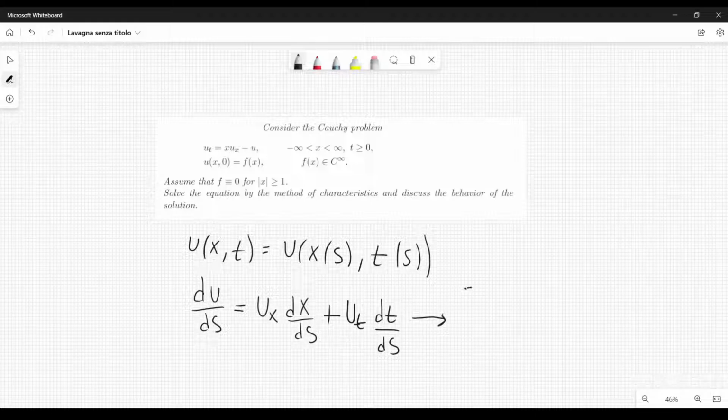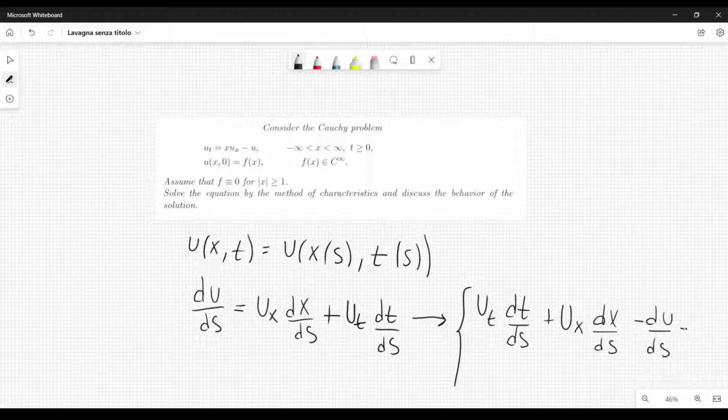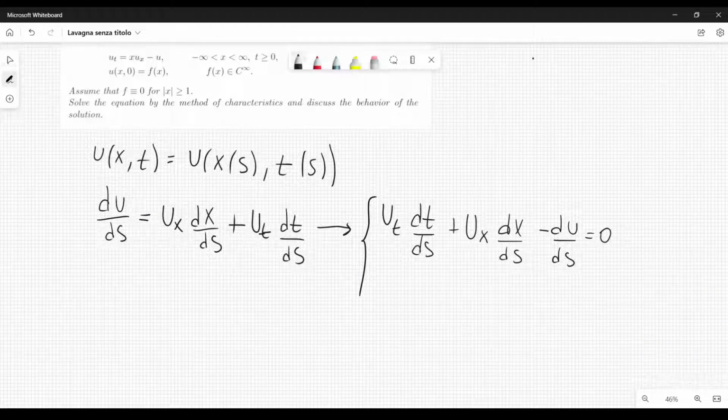Now let's rewrite this equation like this: u_t dt over ds plus u_x dx over ds minus du over ds equal to 0. Let's also rewrite the equation that we have to solve. It can be written like this: u_t minus x times u_x plus u equal to 0. Now, take a look at these two equations and compare them.